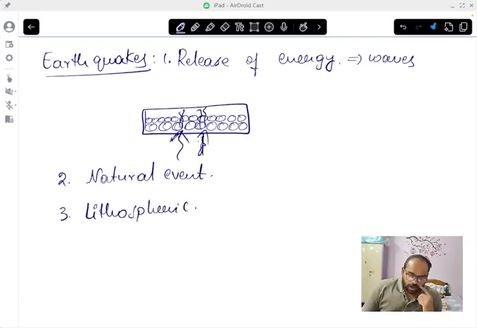All earthquakes take place in the lithospheric part of the earth. What is the lithosphere? The crust plus the upper portion of the mantle is called the lithosphere, and all the earthquakes happen in the lithospheric part of the earth. Why? Because the rising magma hits the lithosphere continuously. That's why the quakes happen in the lithospheric part of the earth.